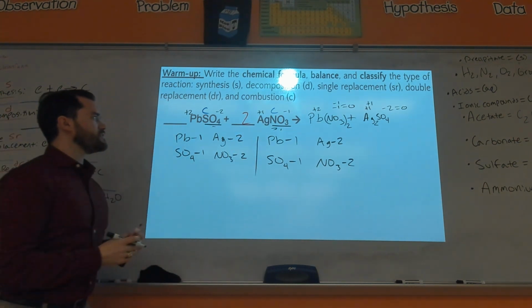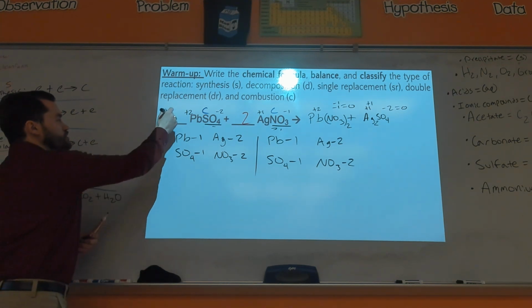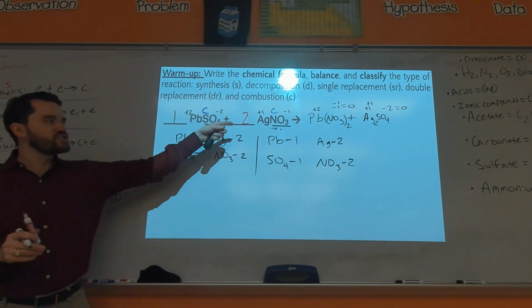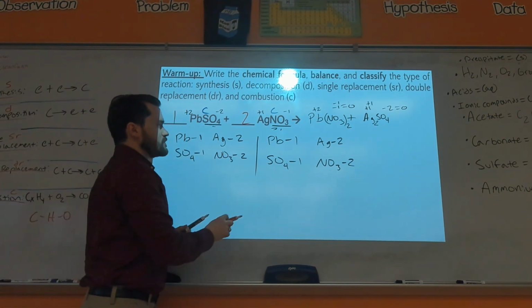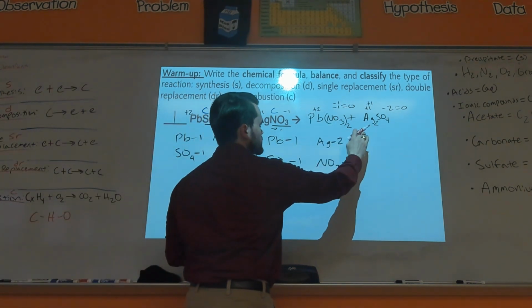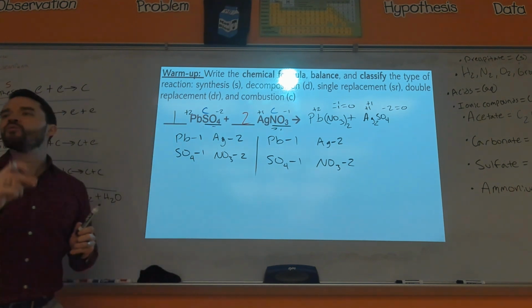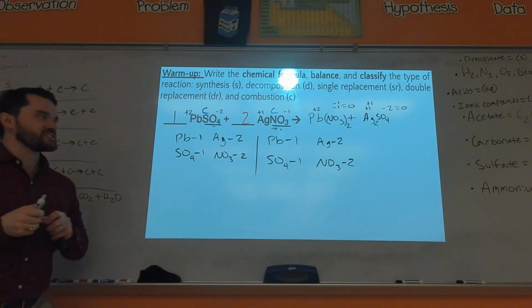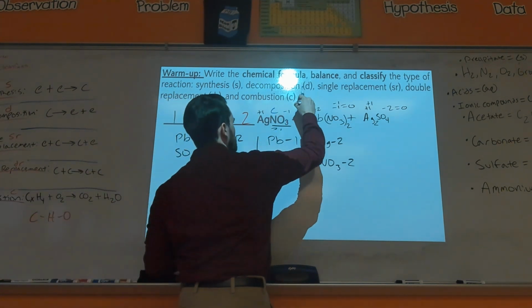So in the formative, the idea would be you just put a 1 there, and then that would be good. So 1, 2, and then you can just type PbNO32 and then Ag2SO4. You don't even have to put a 1 in front of those. Okay. Oh, and then type of reaction. We said that first. Double replacement, DR.